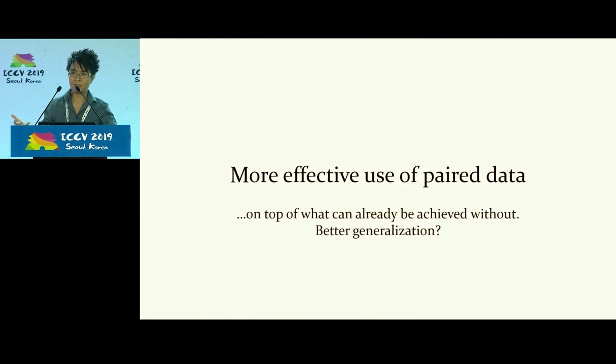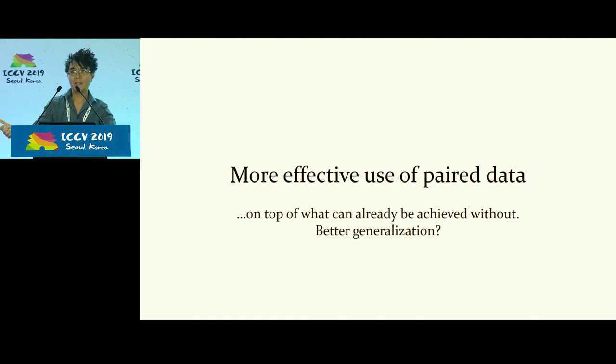And also there might be a bias in the dataset or the task itself. Considering that our system performs very well with a very simple method, it is quite important that we should not be trying to make our models more and more complicated without actually trying to understand the dataset or the task itself. And finally, we should be able to use the paired data more effectively on top of what we can already do without paired data.